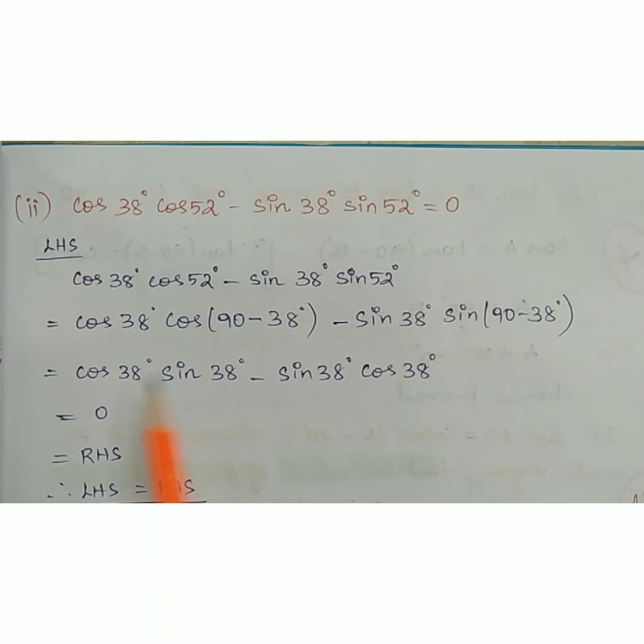Here cos of 90 minus theta is sin theta, so sin 38. Sin of 90 minus theta is cos theta, so cos 38. So the positive term sin 38 cos 38 minus sin 38 cos 38 gets cancelled and your answer is 0. That is what you have to prove here.